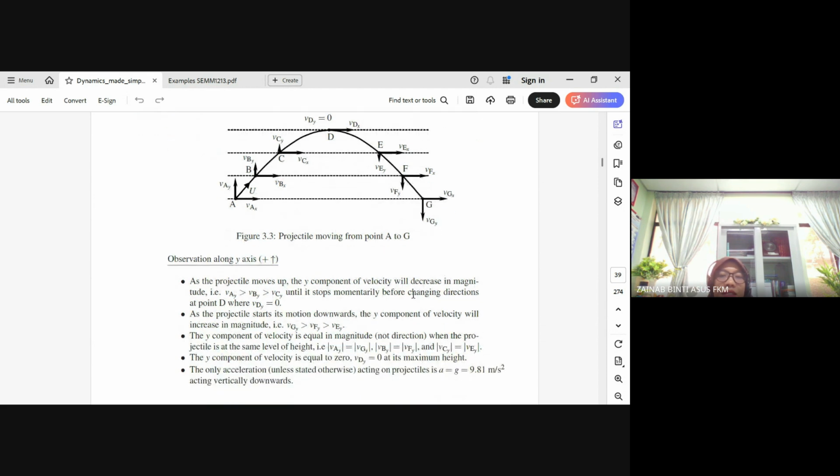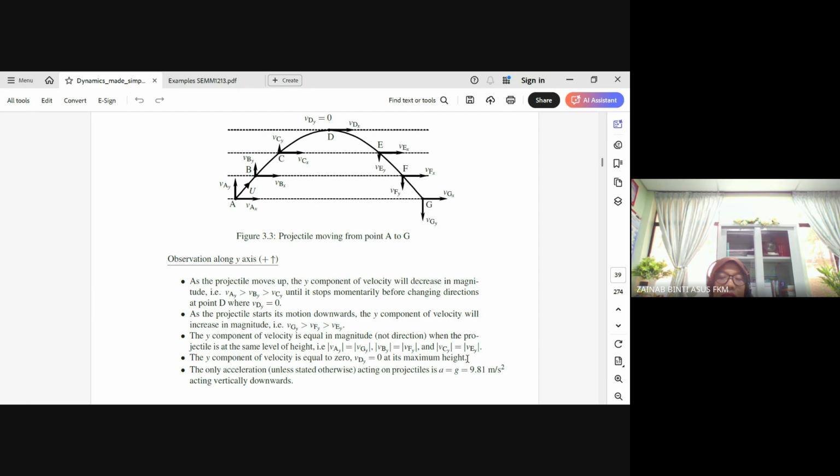In the y-axis, you can see it here. VDY will reach 0. VAY is more than VBY, then VCY, until it reaches 0 there. Then when it is moving downwards, you will see that VGY is more than VFY and VEY. The component of velocity is equal when it is at the same level, but in the opposite direction: one is upwards, one is downwards.